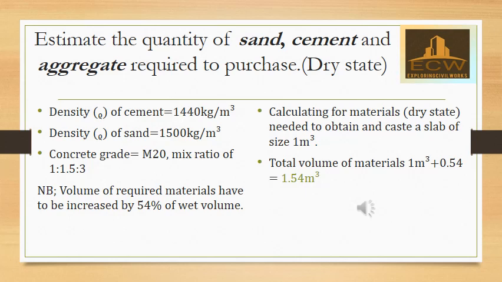Over here you will see that I've written total volume of materials equals 1 cubic meter plus 0.54. The 0.54 is the same as the 54% buffer. We have just converted it into decimal. So the total volume we are now anticipating is 1.54 cubic meter. When we get this 1.54, we can now use it to deduce for the initial 10.8 we found. Okay, so let's continue. Let's go to the next step.